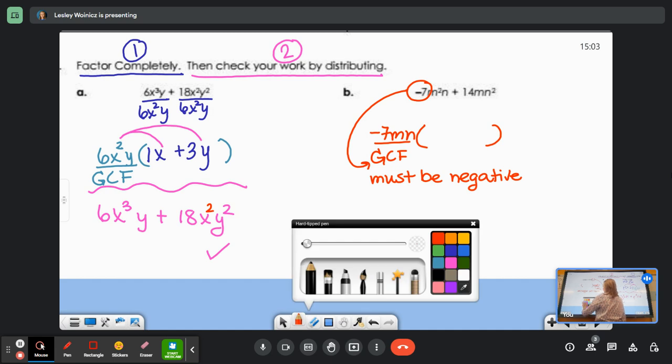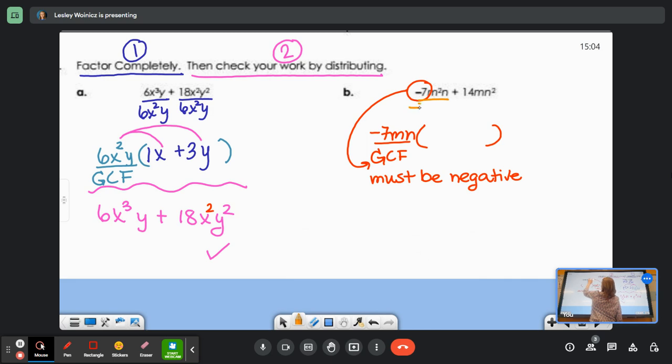Okay, now we find the leftovers. So we divide by -7mn. Be careful because we're dividing by a negative and that's going to change our signs. So a negative divided by a negative makes a +1. M squared divided by m, m. N's cancel. +14 divided by a -7 makes a -2. M over m, cancel. N squared divided by n, n.